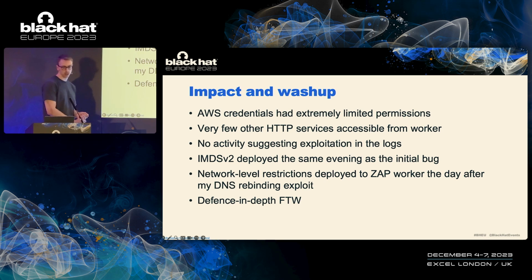We deployed IMDS v2 really fast, and the network level restrictions also rolled out very fast, prioritizing that Zap worker. And it was a nice win for defense in depth. Sometimes you dump out AWS credentials from a web app, and it's bad, but I think this kind of highlights the importance of making sure you lock the permissions on those down.